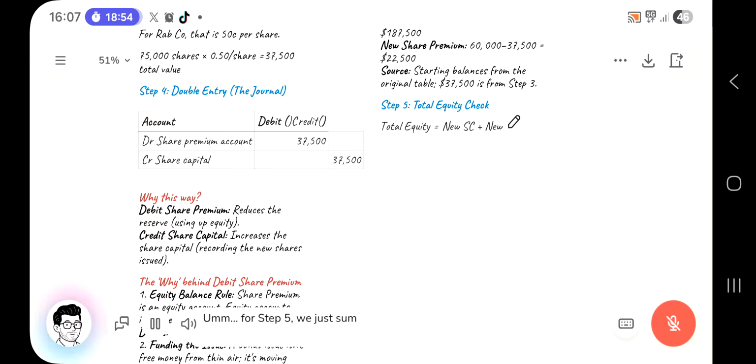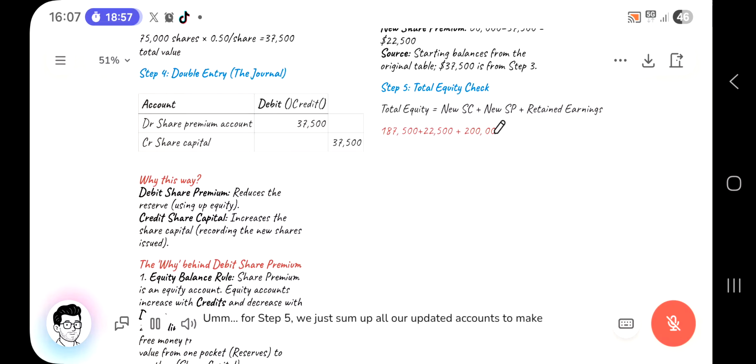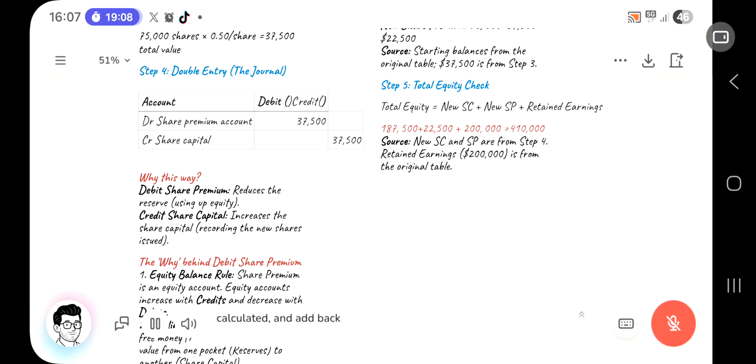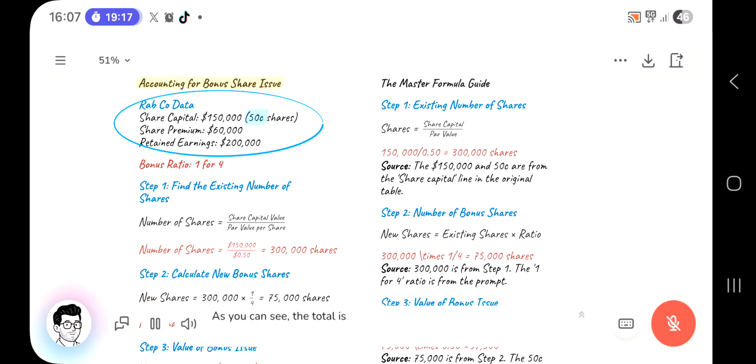For step 5, we just sum up all our updated accounts to make sure everything balances out. We take the new share capital and the new share premium we just calculated and add back the original retained earnings of $200,000. As you can see, the total is exactly $410,000, the same as we started with. It's the ultimate proof that a bonus issue doesn't change the size of the pie, just how we slice it. Ready to move on to the next part of your homework?